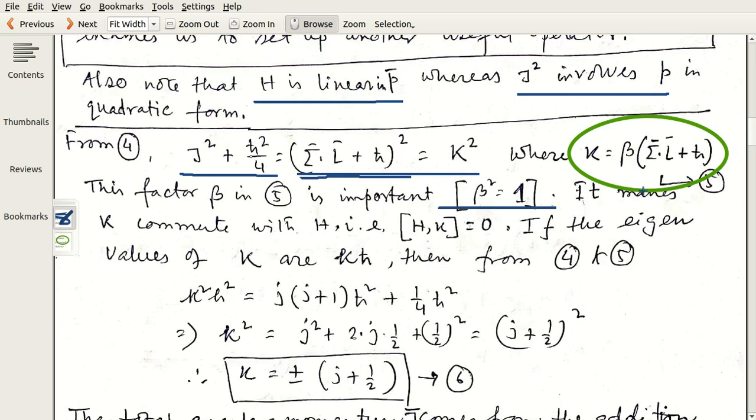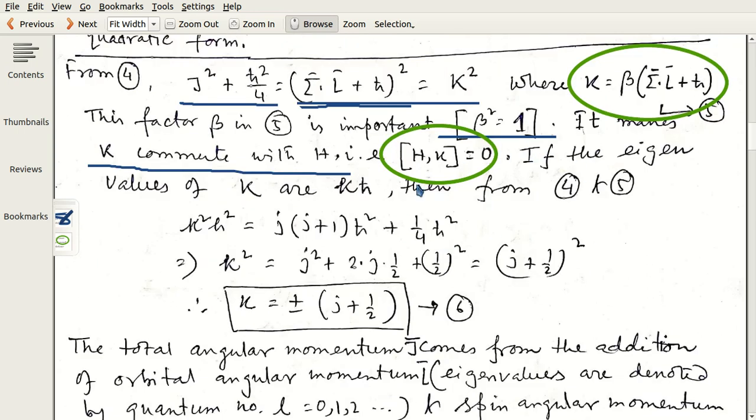Now this beta ensures that K commutes with H, that is, the commutator of H and K equals 0. That is a very important relation. We will use it to solve the equations and write down the equations. Now we wish to have the eigenvalues of K. We see from here that K has the dimension of angular momentum. So let us assume that the eigenvalues of K are small k times h cut.